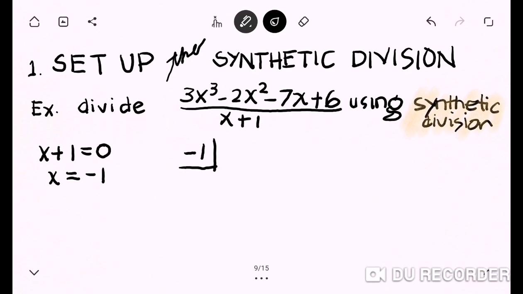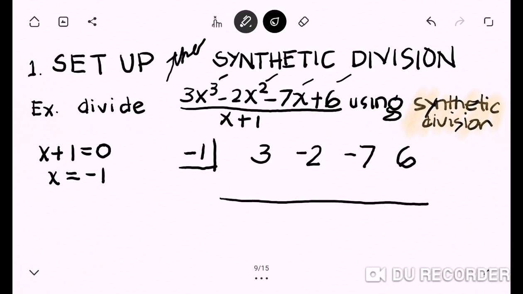And then, if you will notice, ang ating dividend is already written in standard form. So wala tayong missing na degree. So we have degree 3, degree 2, degree 1, and degree 0, yung tinatawag nating constant. So kunin lang natin lahat ng numerical coefficient ng ating term, and then isulat siya kapantay ng ating divisor. So we have positive 3, negative 2, negative 7, and positive 6. Then maglagay tayo ng isang linya sa baba.